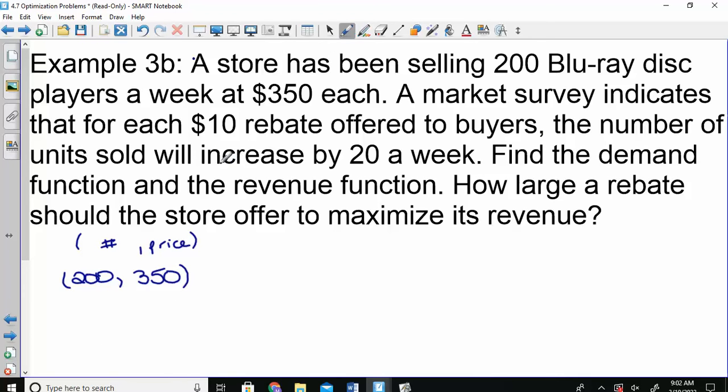Okay, the second one, we have to figure out what happens. For each $10 rebate, if you offer a $10 rebate, what's happening to your price? It's going down. So the price is now $340. The number of units sold will increase by 20. So how many would we sell? 220.